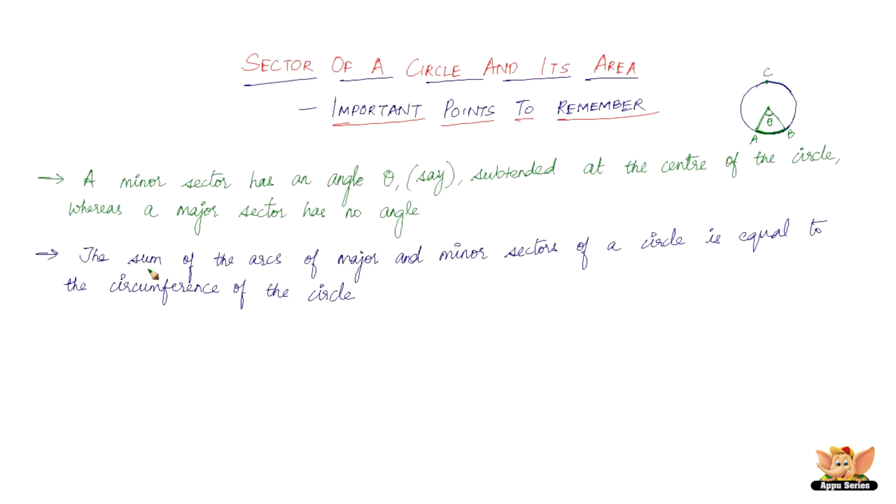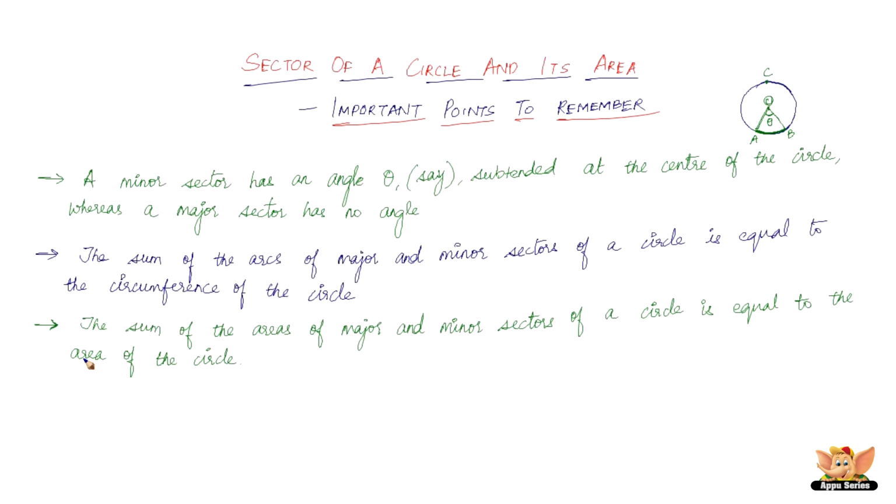That's what it says. It says the sum of the arcs of the major and the minor sector. This is the major sector and its arc is ACB. So ACB, the arc of the major sector, plus the minor sector, if you name the center O here, AOB, the arc of the minor sector is AB. So you add AB and you add BCA, it is definitely equal to the circumference of the circle. That's what the second point says, which is very straightforward and simple.